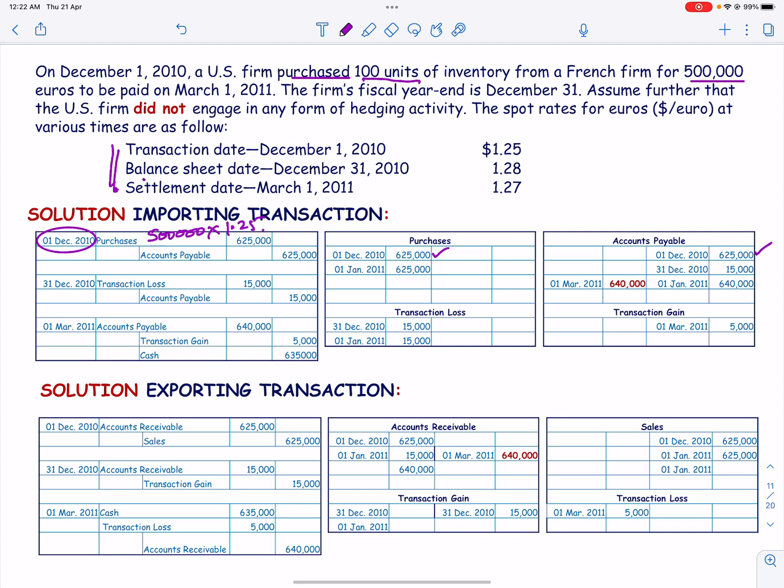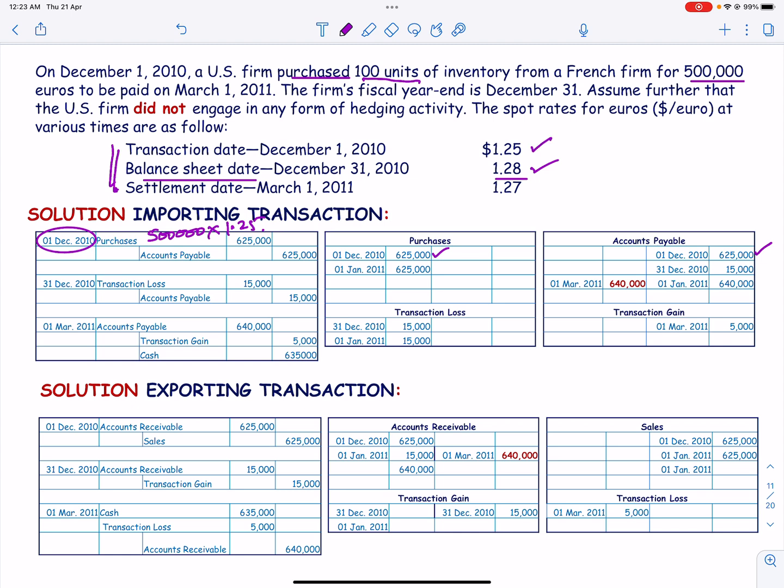At the balance sheet date, the accounts payable denominated in foreign currency is adjusted using the exchange rate, that is the spot rate, in effect at the balance sheet date. So the entry will be, now on the balance sheet date the rate is 1.28, on the transaction date it was 1.25.